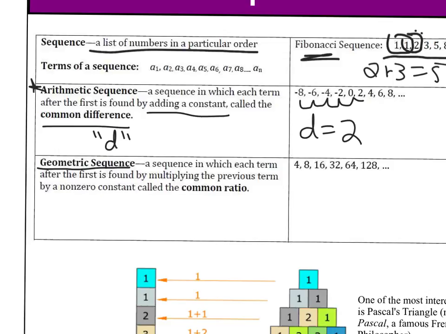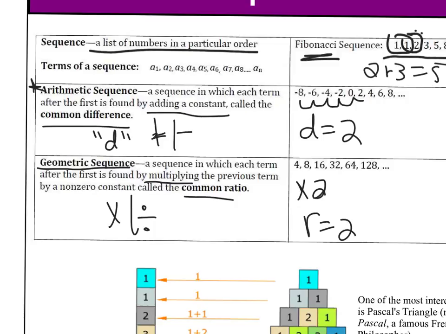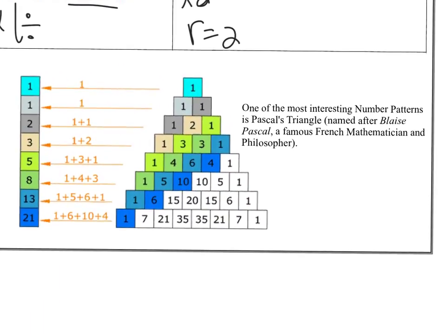A geometric sequence is what happens when we multiply over and over again. This one is going to be add or subtract. This one is going to be multiply or divide. So here, you're going to multiply by 2 over and over again, so my ratio is going to be 2. So arithmetic: add or subtract; geometric: multiply or divide. That's kind of how we define those.